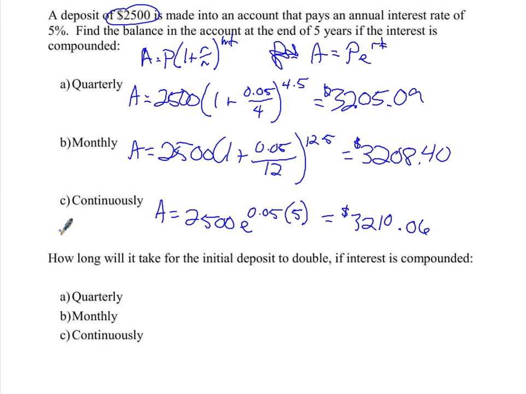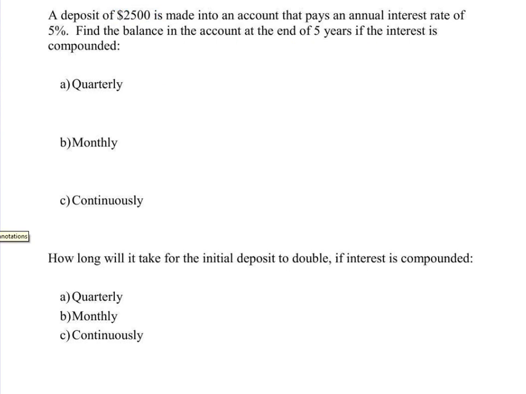Now let's make it more fun. How long will it take for the initial deposit to double if interest is compounded quarterly, monthly, and continuously? So if the initial deposit doubles, then how much will I have? $5,000. So I'm going to wipe this because I don't have space. And we'll go up here to quarterly. And we want the population to double, or the money. It doesn't matter actually, but in this case it's money.